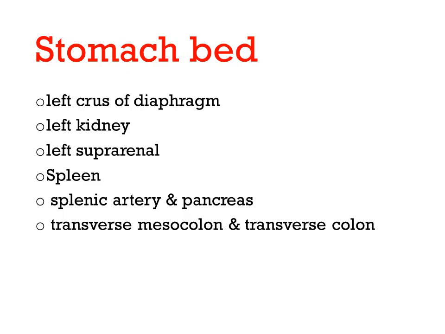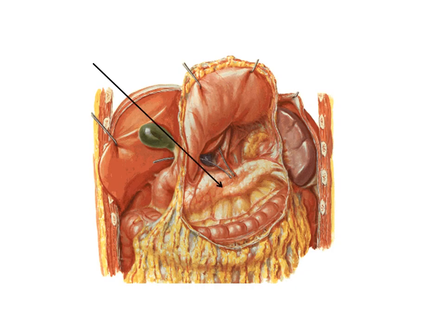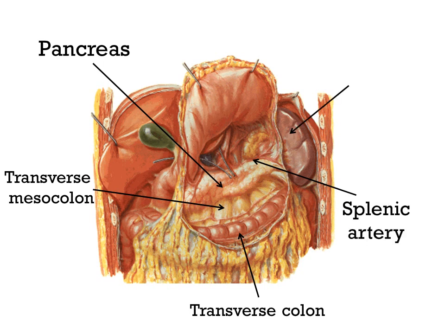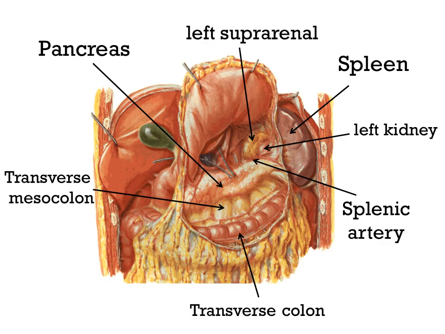You should keep this in mind. As you can see here, we have the pancreas, and this is the transverse mesocolon, and here is the transverse colon. This is the splenic artery, found above the pancreas. It is curved and tortuous, very important. It is found at the upper border of the pancreas, and here is the spleen itself. Here is the left kidney, and here is the left suprarenal gland.